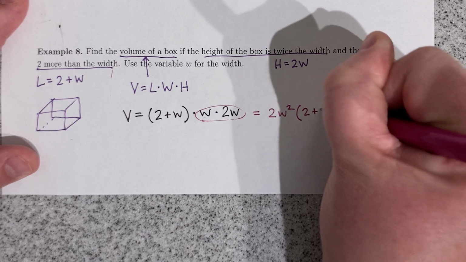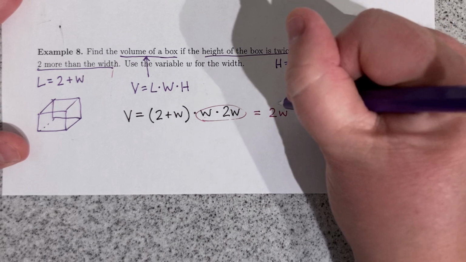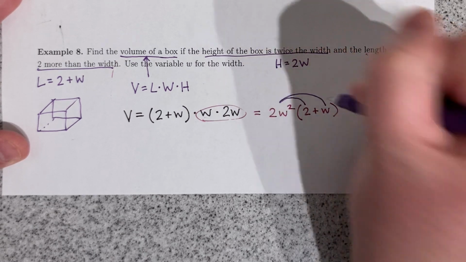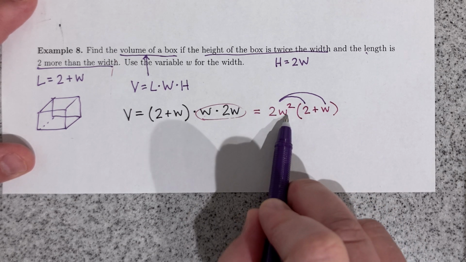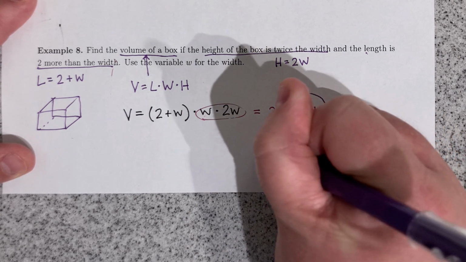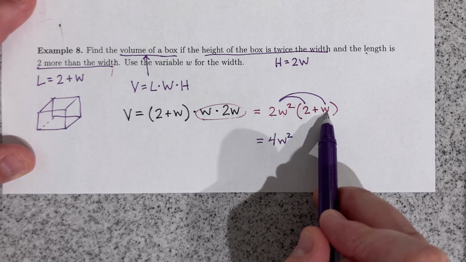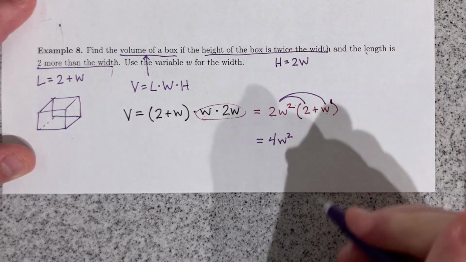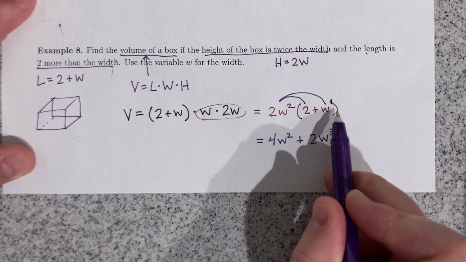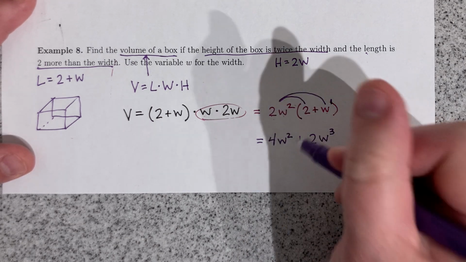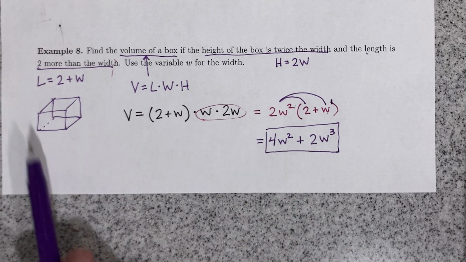And now we just need to deal with these parentheses. And by deal with, I mean distribute. Look at that. We know how to deal with parentheses now. So we're taking 2W squared times 2. That would be 4W squared. And then 2W squared times W. If it helps, put a little 1 on your W to make sure you're counting it so that it's 2W to the third power. That is the polynomial that measures the volume of this box.